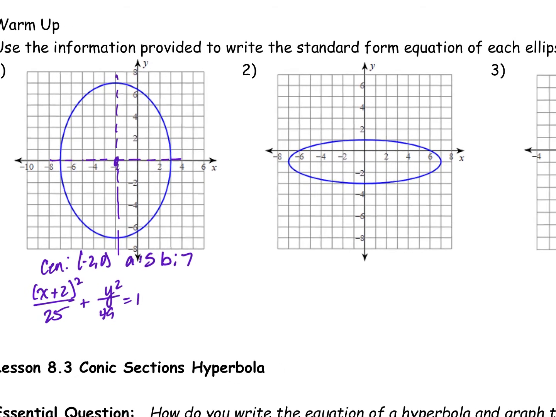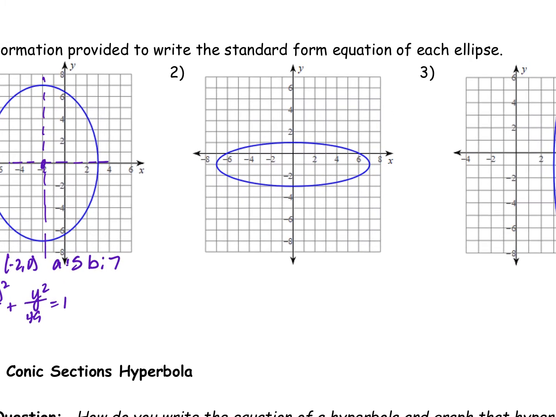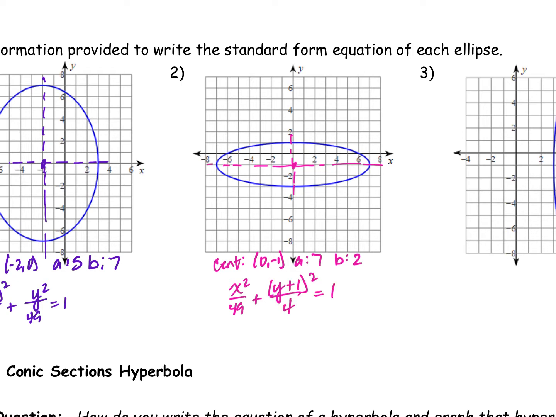Number 2, my center is at 0, -1. A is 7, B looks like 2. So I've got x squared over 49 plus (y plus 1) squared over 4 equals 1.